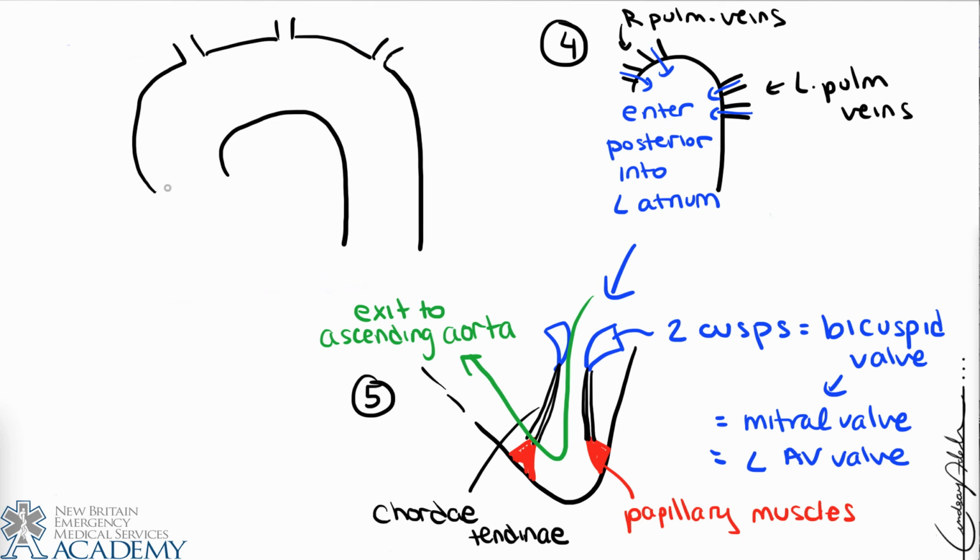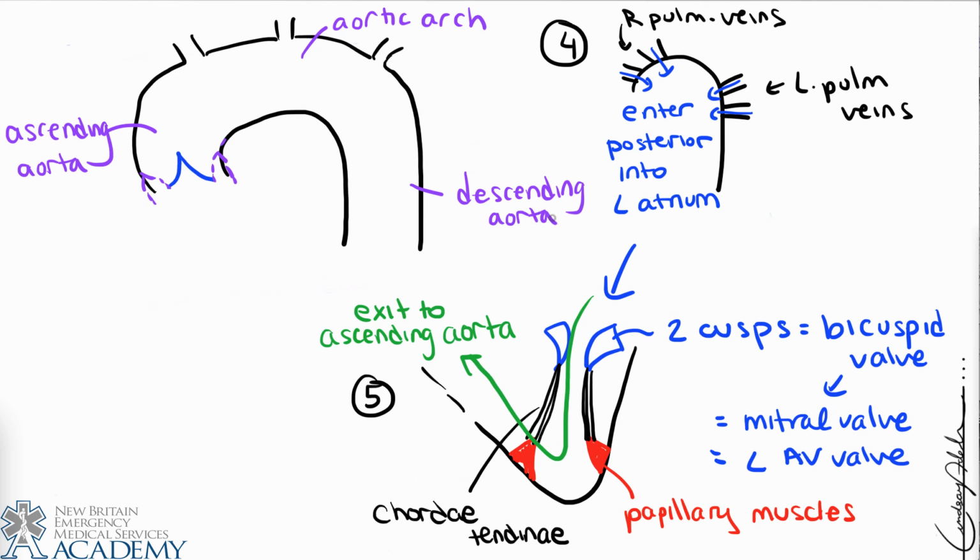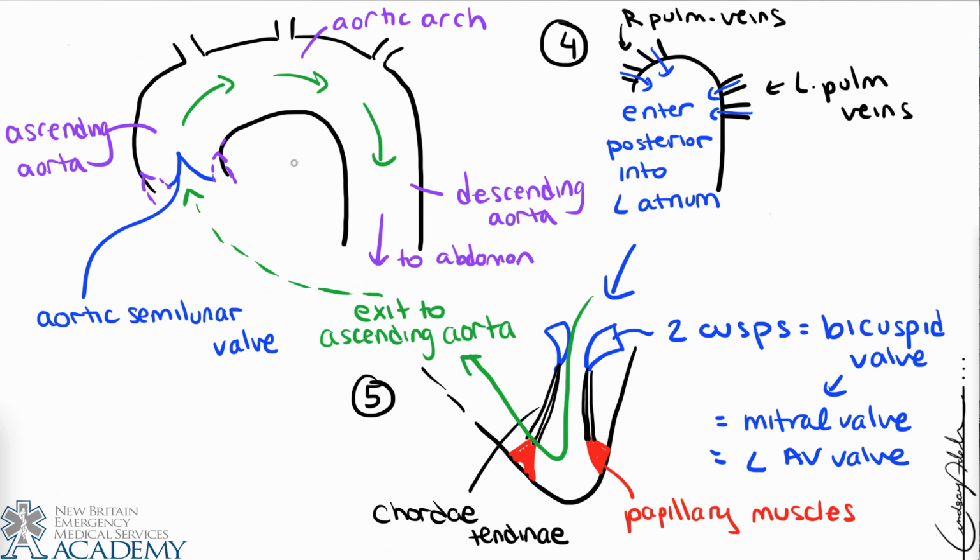We start with the ascending aorta, working its way upwards. Then we have the aortic arch. And then lastly, the descending aorta, which extends into the abdomen. Also similar to before, there is a semilunar valve that separates the ventricle from the aorta. In this case, it's called the aortic semilunar valve.